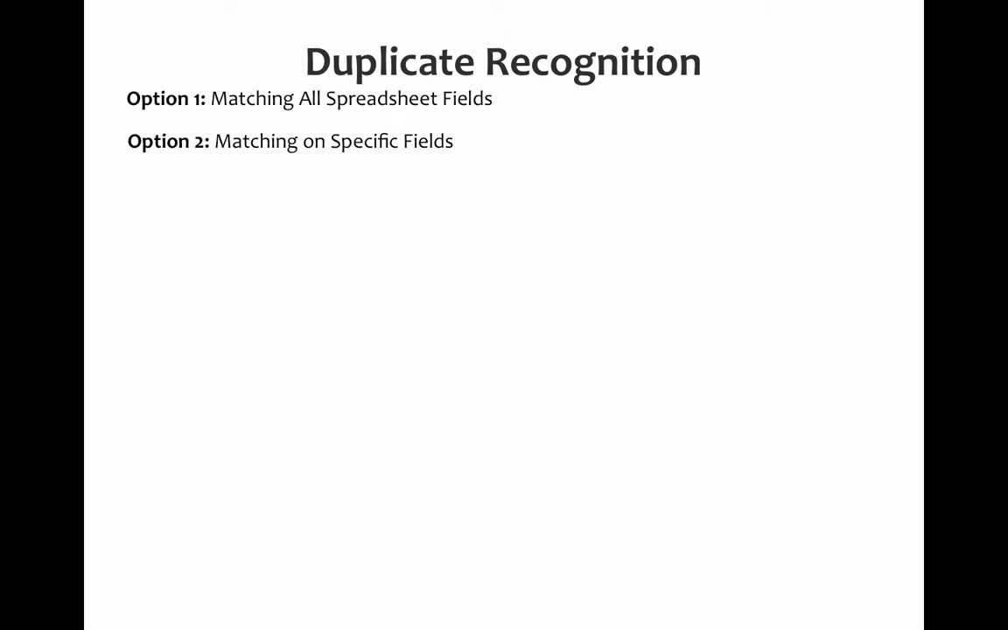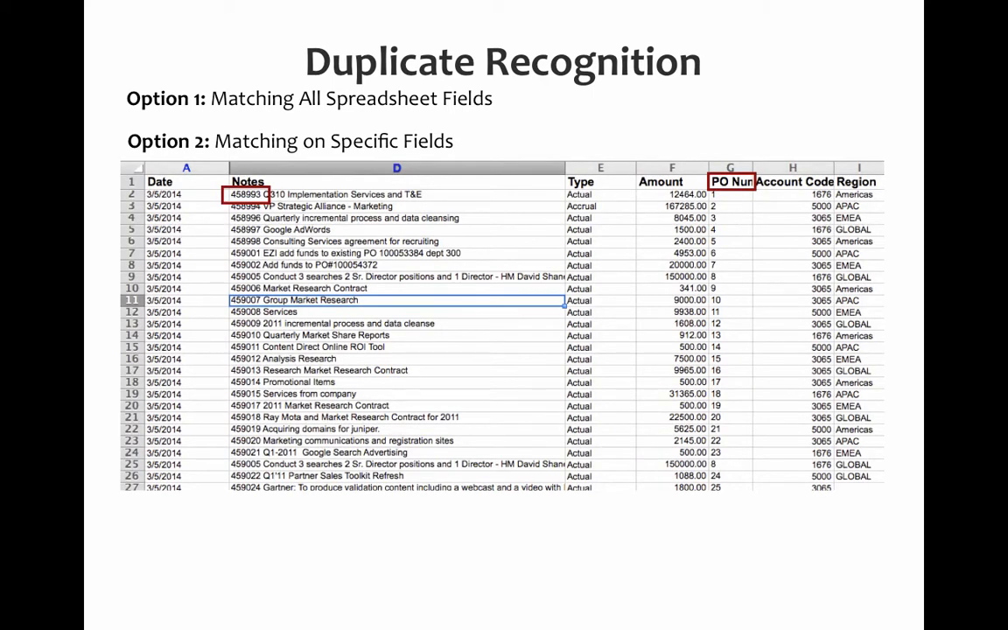Option 2. Matching on specific fields uses only those specified fields to find duplicates. If a line item is found in the import spreadsheet with identical inputs in the specified matching fields, the remaining fields will be updated and replaced with values in the import. This action is known as the Identify and Replace functionality.